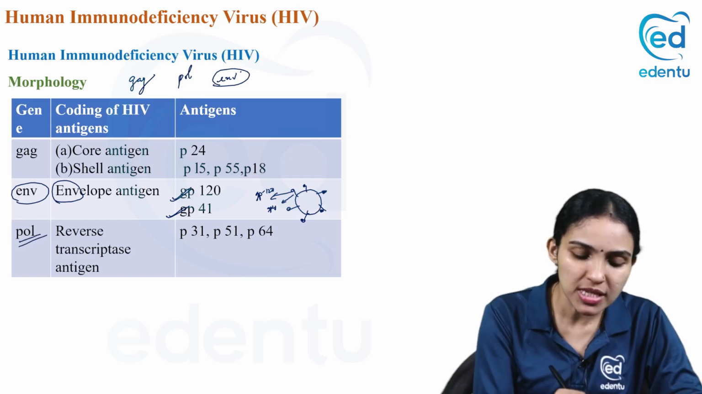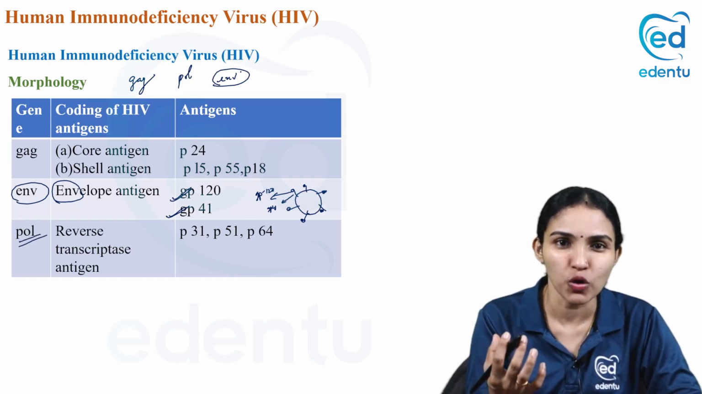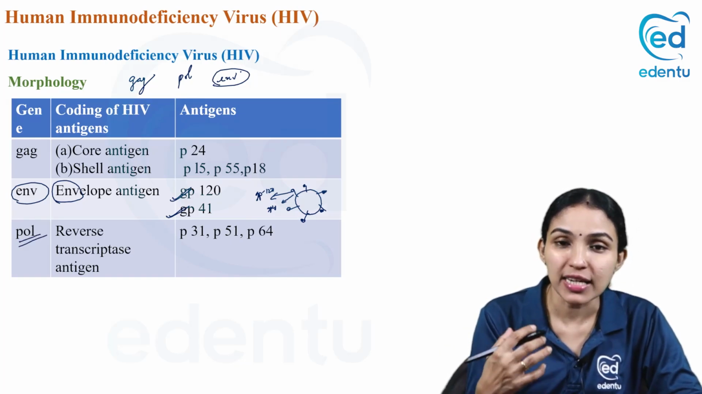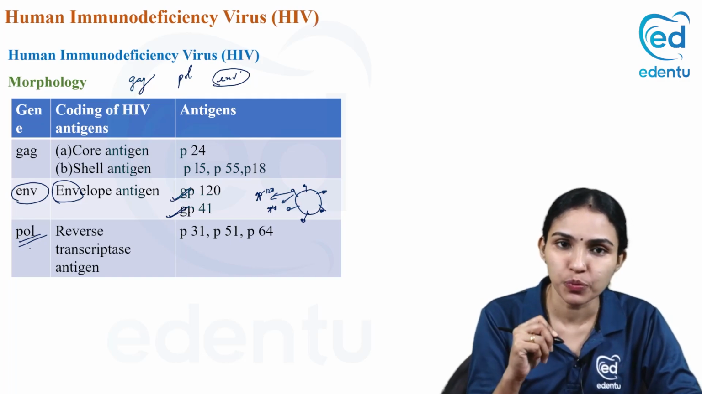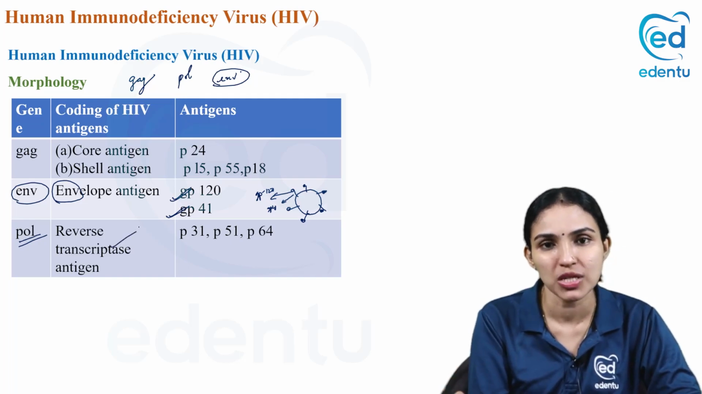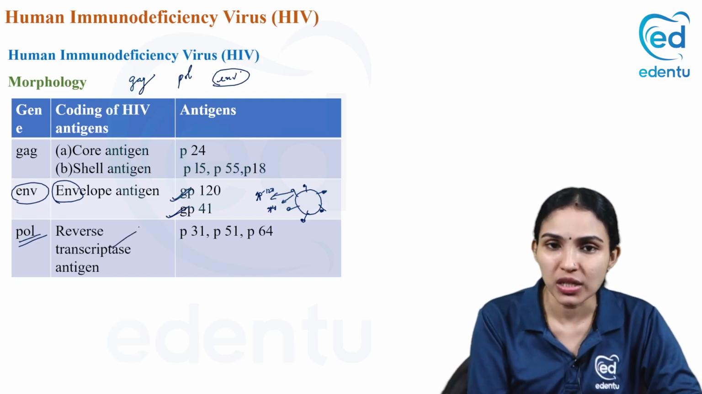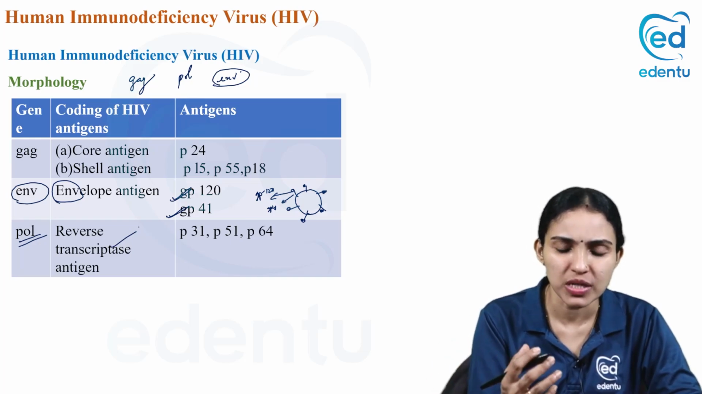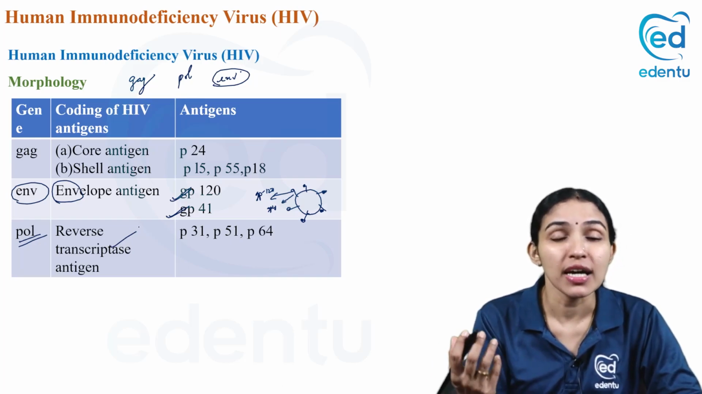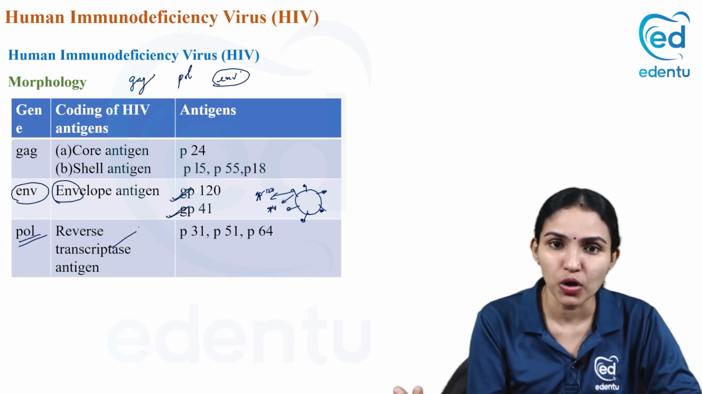And pol, just remember polymerase, pol for polymerase. The enzymes are coded by the pol gene, especially the reverse transcriptase enzyme, then the protease. Reverse transcriptase is actually an RNA dependent DNA polymerase, right?